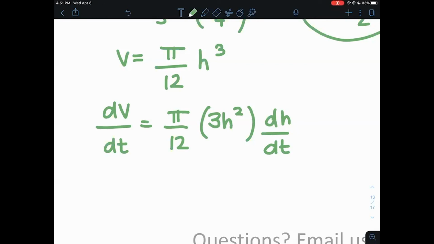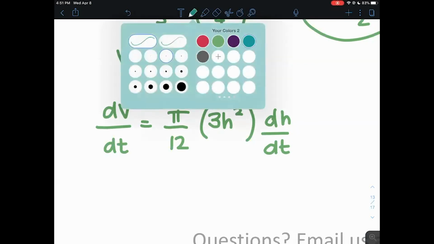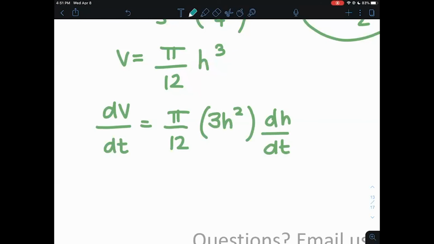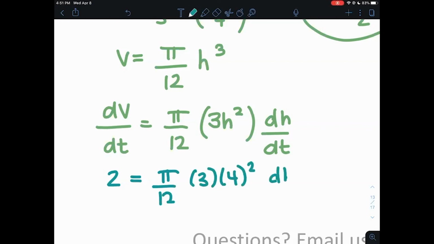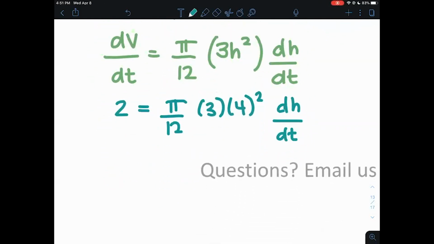And once we get to this point, once we differentiate both sides of our equation with respect to t, we should be able to substitute in for all but one variable. We should be able to substitute in almost every single thing that we need. And that's exactly what we can do at this point. I know that this is 2. I know that I am evaluating everything at the exact moment that h is 4, and I'm solving for dh over dt. So if we do some very quick math here, I have 12 as a denominator, and then I have 3 times 4. So 2 equals 4 pi times dh over dt.